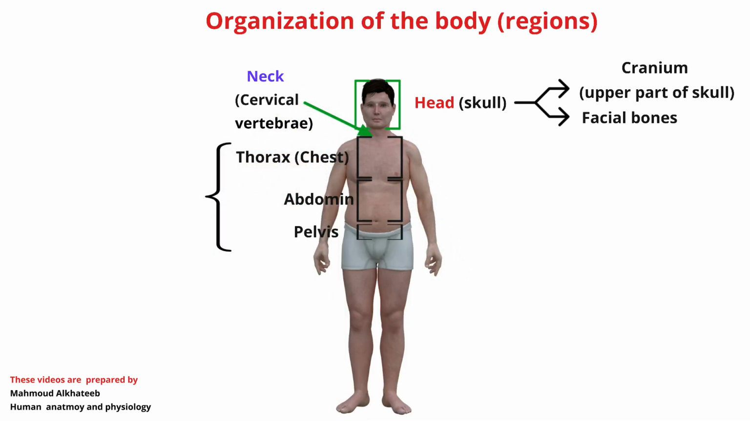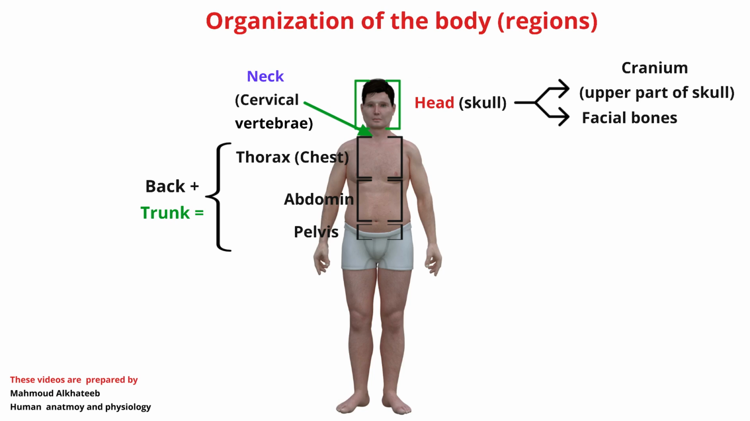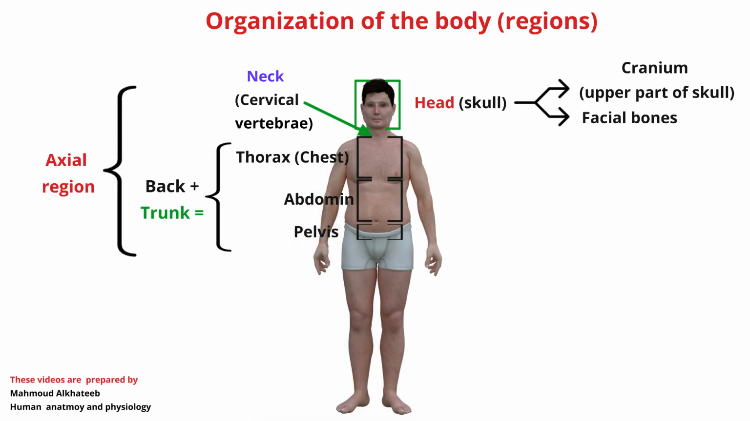Together with the back, the chest, abdomen, and pelvis form the trunk of the body, a central region that protects vital organs and supports movement and balance. Thus, the head, neck, and trunk form the axial region of the body, which is the central axis of the body, providing support and protection for our internal organs.